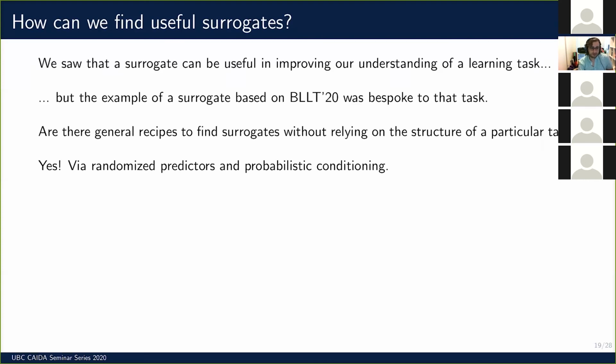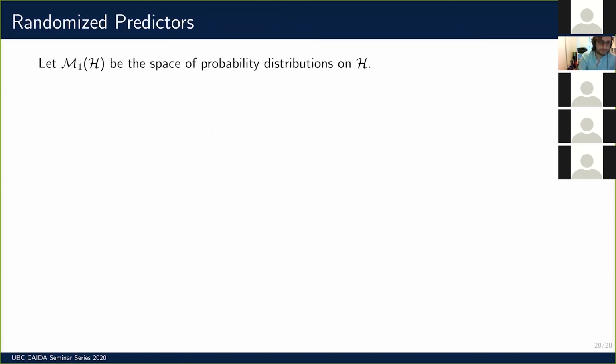We're able to construct surrogates for very generic learning problems by letting our surrogates be randomized predictors and then constructing them by probabilistic conditioning. And so we'll take a look at what that means. So first, let's talk about what randomized predictors are. If we have a hypothesis class or a collection of predictors H, then let M1 of H be the space of all probability distributions on the set of predictors.